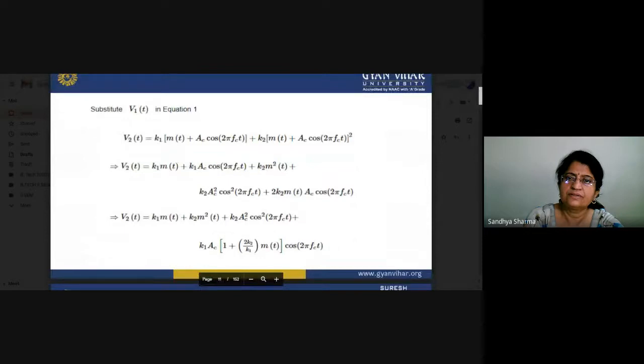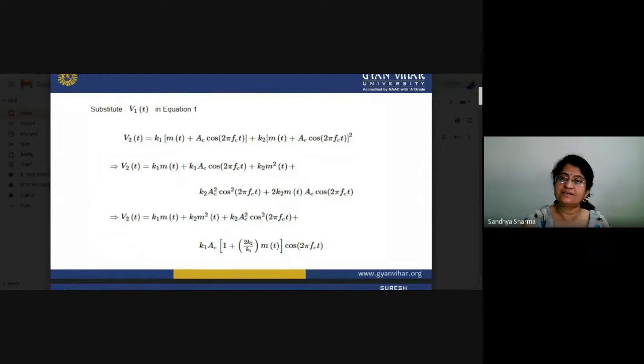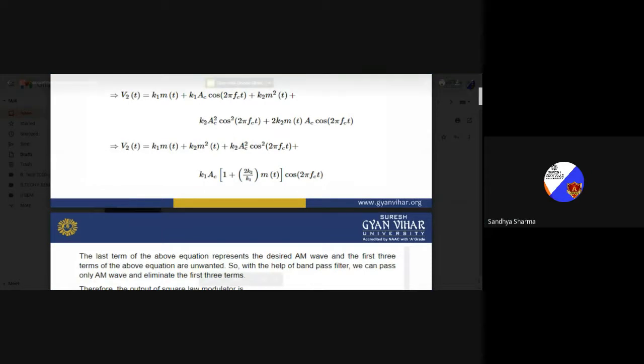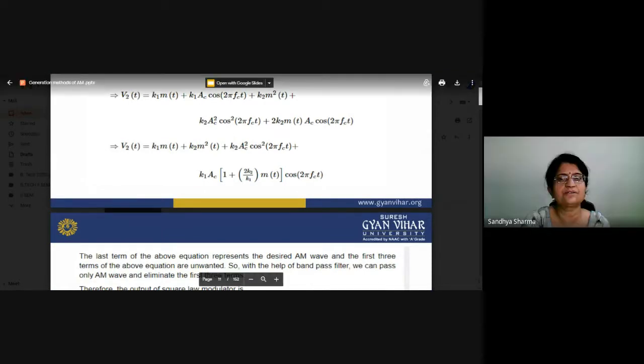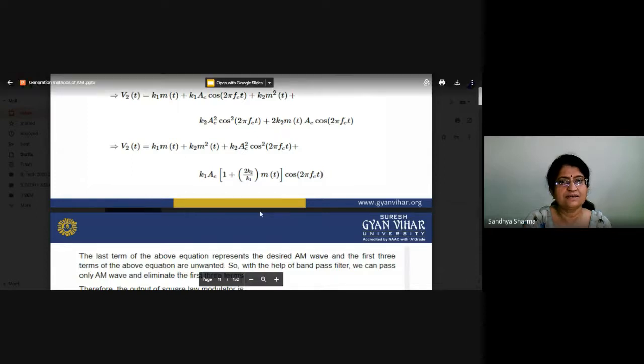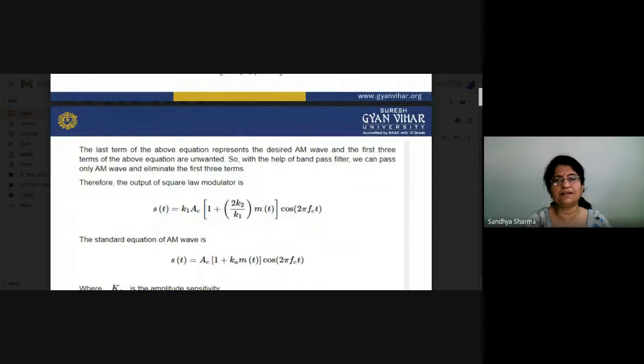So we have put the value, and we will expand it. We will take the square of this, open it, and then continue. What will happen there? We can see that K1 Ac (1 plus 2 K2 by K1 m(t)) cos 2 pi fc t is the required part for us. So this is the wanted part, and the remaining parts are unwanted, so they can be filtered out with the band pass filter.